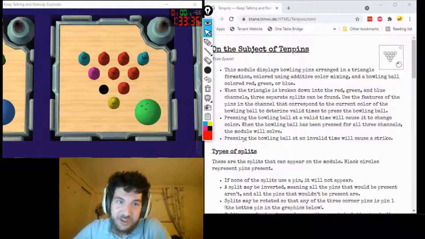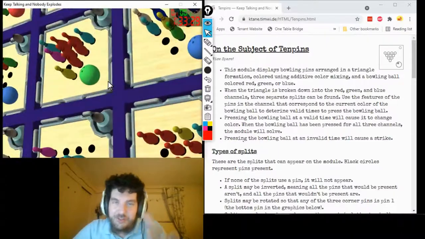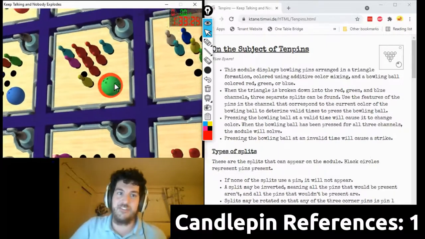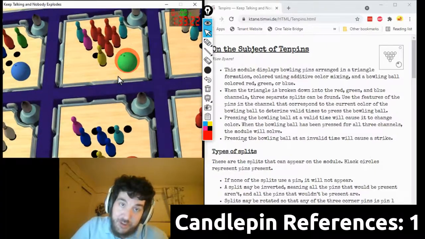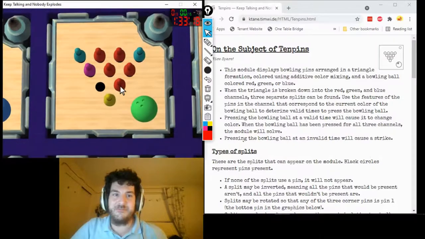Tenpins is a good looking module. Look at this, all these bowling pins, the big balls. I'm actually a fan of small balls myself. No, seriously, I'm a fan of candlepin bowling since I'm from New England, which I think is the most skillful version of the game, but this is based on the form of bowling we all know and love.